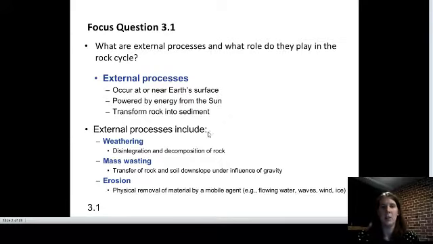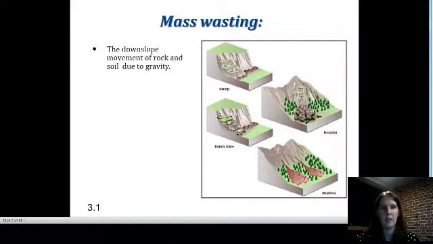And we're going to talk about these three in relation to the Earth's surface on a large scale rather than the small scale of individual rocks. Okay. So mass wasting, like we said, is the downslope movement of rock and soil due to gravity. So there are 4 general types of mass wasting. You have a slump, a debris slide, a rock fall, and a mud flow.